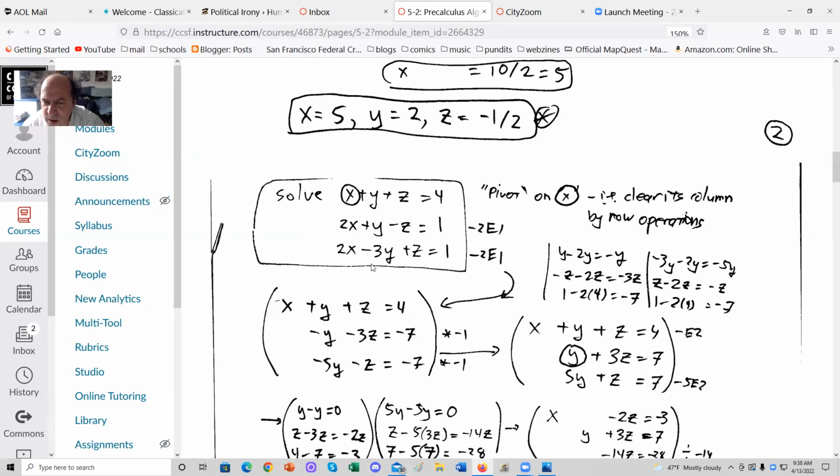Now for this one, again, the x's cancel. Negative 3y minus twice y is negative 5y, so we put that here.